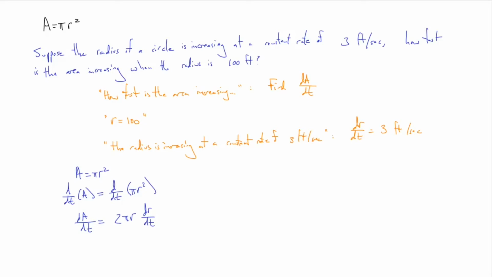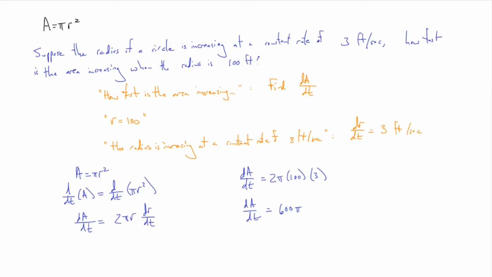And now we're in great shape to plug in the things we know and try to compute the thing that we're looking for. We know that r is 100. We know that dr/dt is equal to 3. And after you plug those numbers in and do a little simplifying, you get that dA/dt is equal to 600 pi. We're not quite completely done.